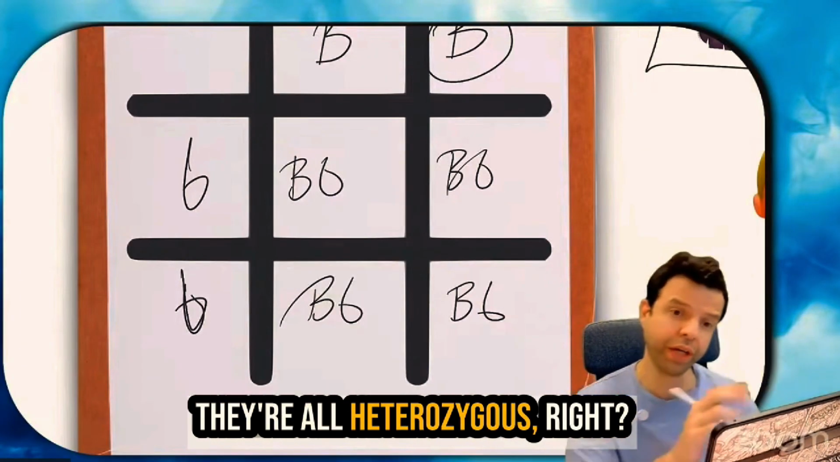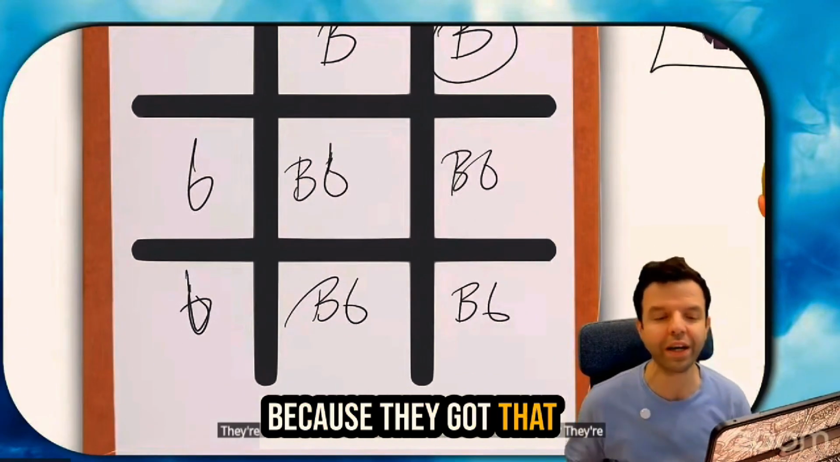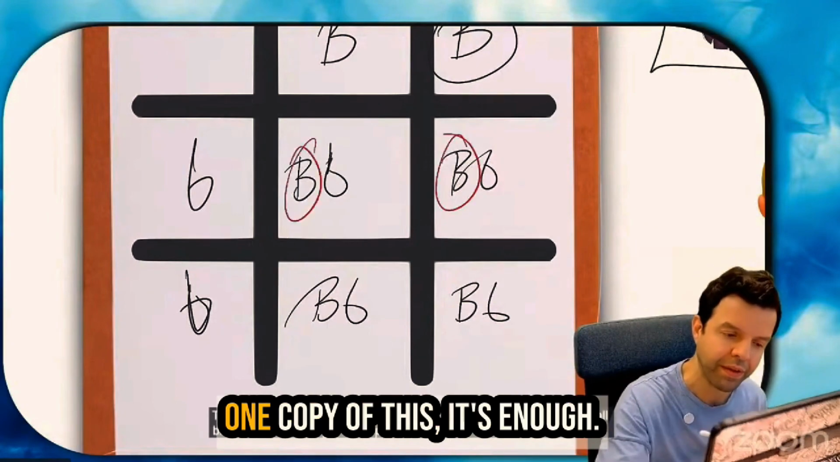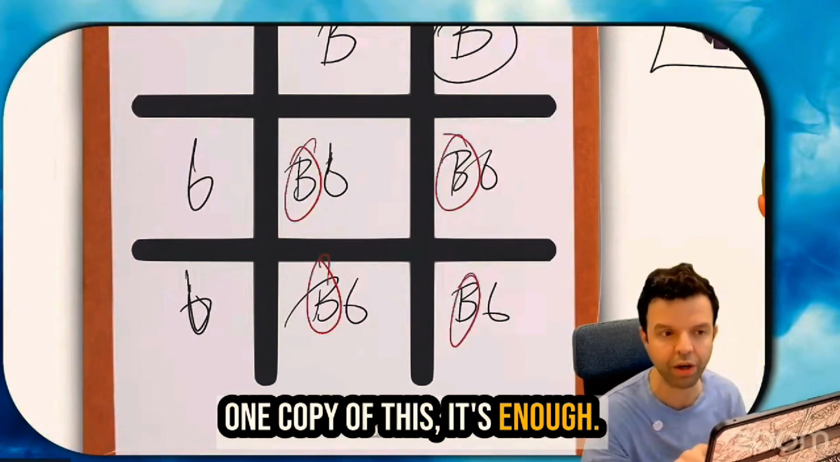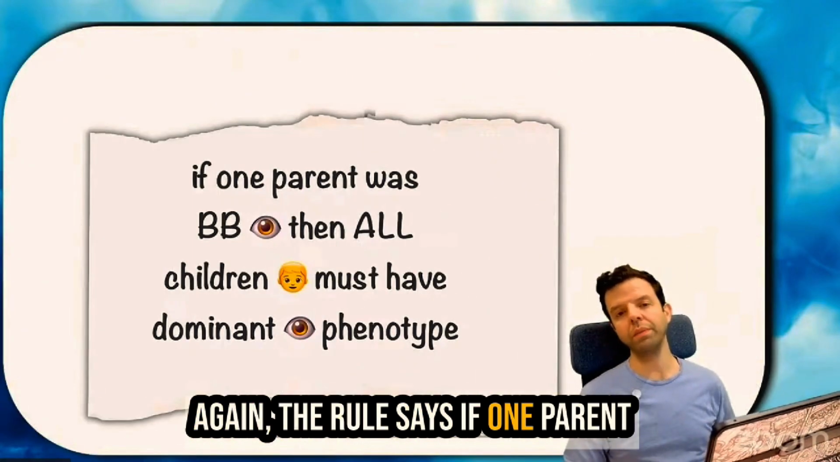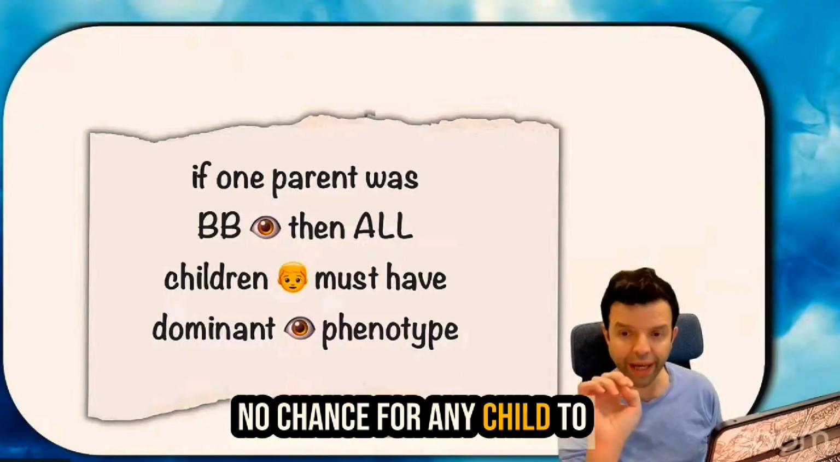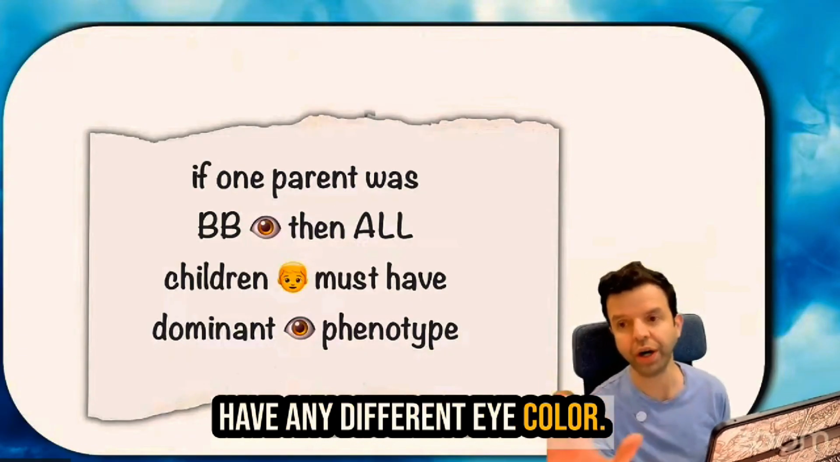They're all heterozygous, right? They're all heterozygous. And they're all brown because they got the capital B here, right? One copy of this is enough to show the brown eyes. Again, the rule says if one parent was B capital, then there's no chance for any child to have any different eye color. Does that make sense?